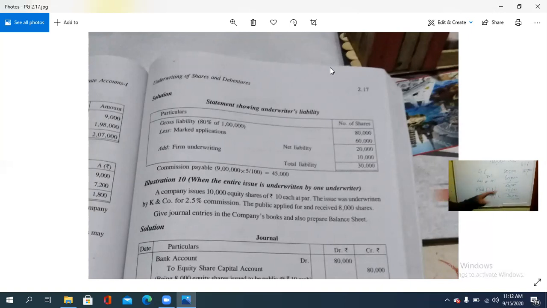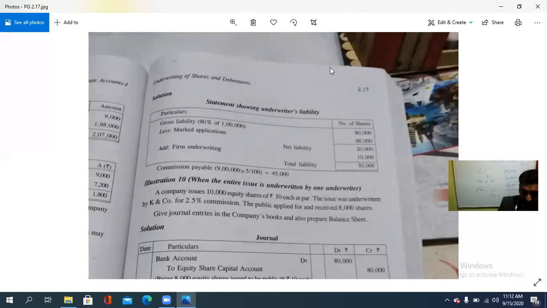So 80,000 is the gross liability, 60,000 is the marked application, and from that we need to add the firm underwriting 10,000. So total net liability is 30,000.